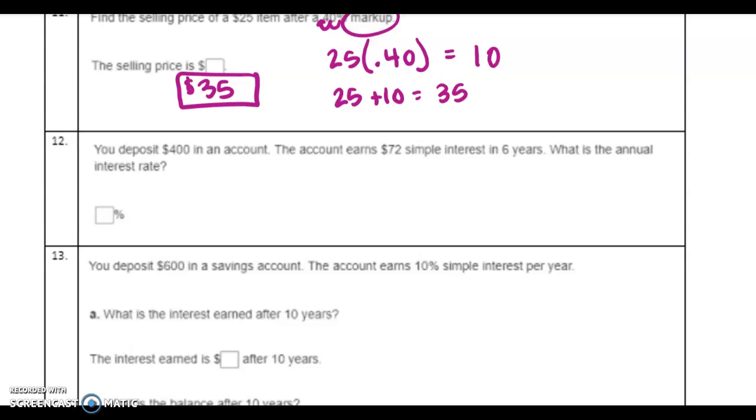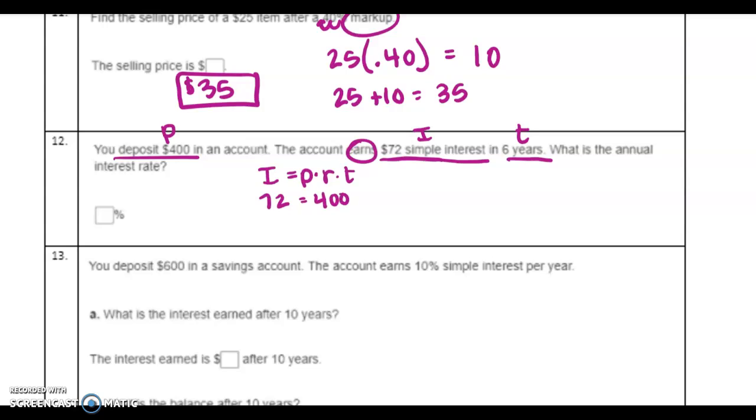You deposit $400 into an account. When I deposit $400, that means I started with that, so that's my principal. The account earns $72 of simple interest. So this is my I. If you earn it, we know that's going to be I. And then for 6 years, that's my time. So we have I equals P times R times T. So I have 72 equals 400 times my rate times my time, which was 6 years.